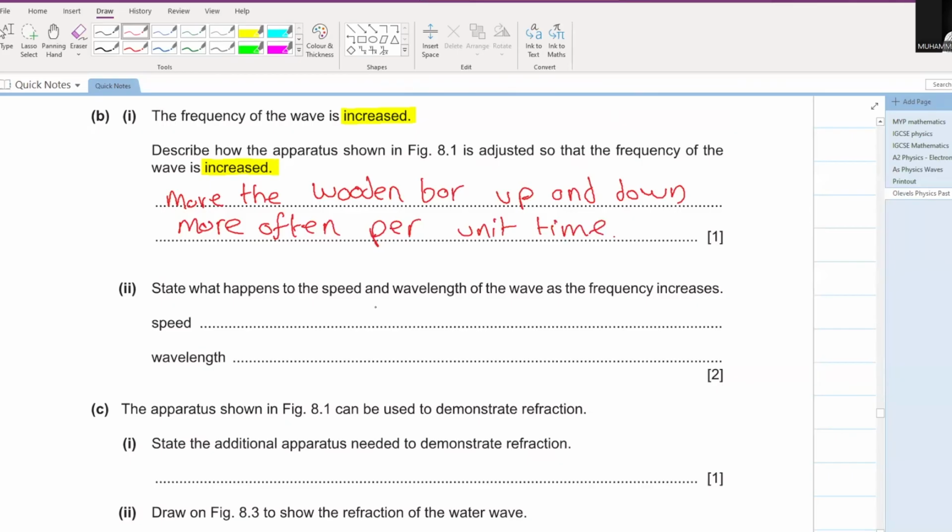आगे देखते हैं बेटा. State what happens to the speed and the wavelength of the wave as the frequency increases. Now here you have to remember beta speed क्या रहेगी? Unchanged. If I put in this formula v is equals to f lambda, the speed of the wave will remain unchanged. If the speed is remaining unchanged, frequency will be inversely proportional to lambda. If the frequency increases, the wavelength decreases. So you will write here this will remain unchanged and the wavelength decreases. Simple.